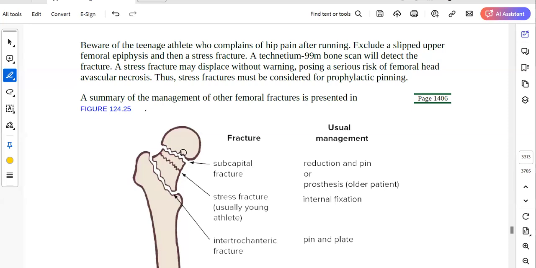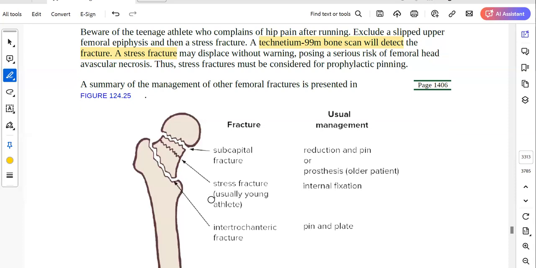You can do a CT scan, and even if CT says everything is normal, the only way to rule out a stress fracture is to do the technetium 99 bone scan. So the only way to confirm a stress fracture is the bone scan. Okay, so if you suspect that there could be a fracture, even if X-ray and CT come back normal, you need to send them for a bone scan.